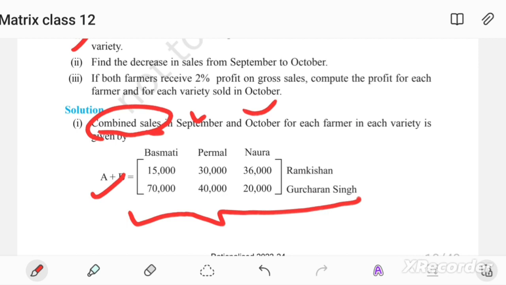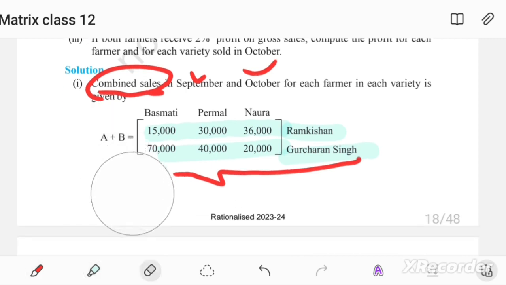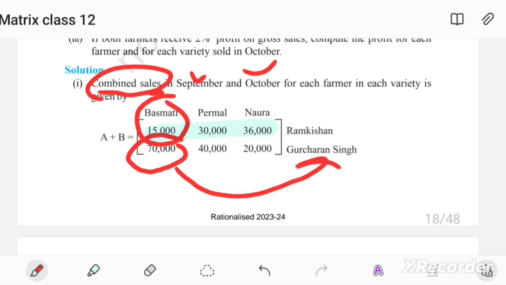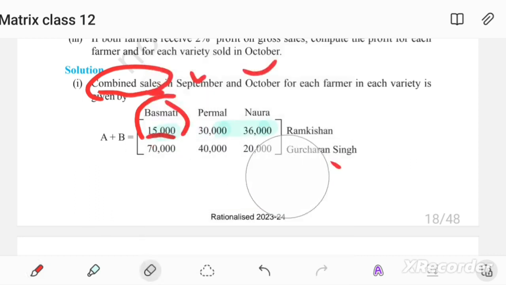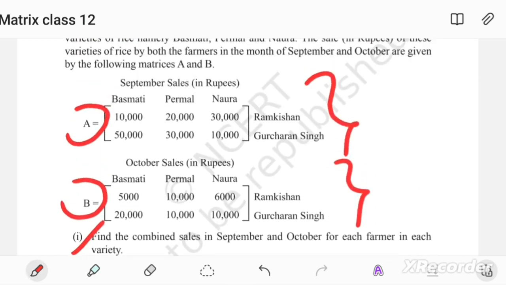Now which sale belongs to which farmer? This first row belongs to Ramkishan and this second row belongs to Guru Charan. Even the matrix is telling us which variety is sold at what cost. Like Basmati is sold at 15,000 and the same variety of Basmati is sold at 70,000 for Guru Charan Singh, right? So our first question is to find the combined sale. We simply add them because we have to find the sales combined. We were given the sales individually, and we have to combine them.